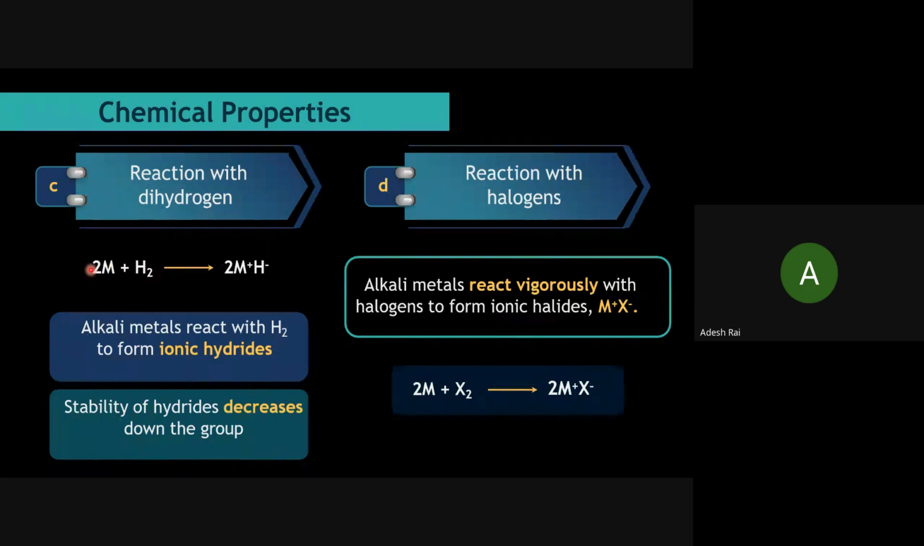Alkali metals react with hydrogen to form ionic hydrides. What do I mean by ionic hydride? It means they are ionic in nature. They are not covalent. M plus and H minus. You can see this representation. M plus and H minus.